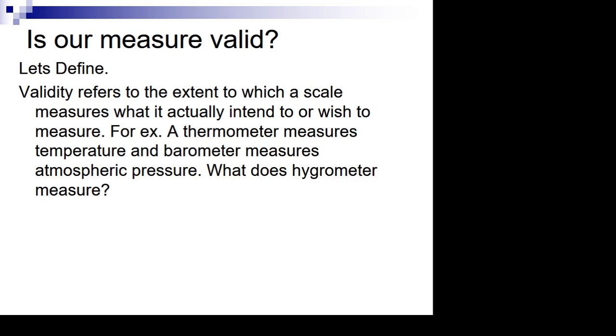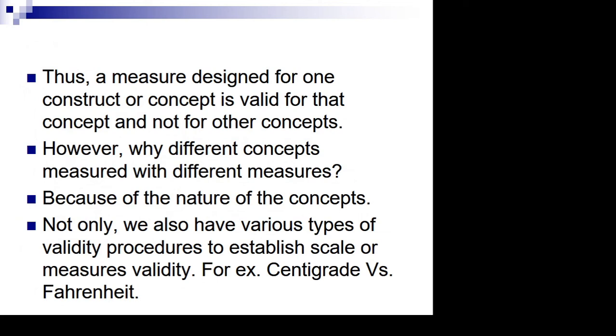Validity is about the purpose for which a scale is designed. In other words, it measures what it was actually designed to measure, the purpose for which it was meant. In order to establish the validity of a measurement, we have to identify which type of validity is suitable. So let's move on with the various types.